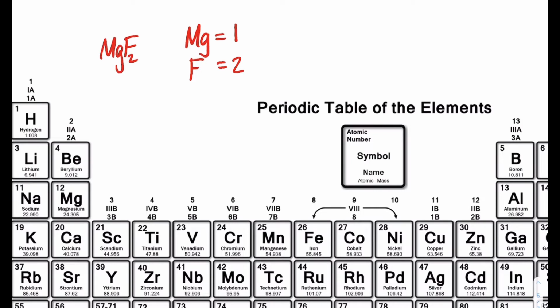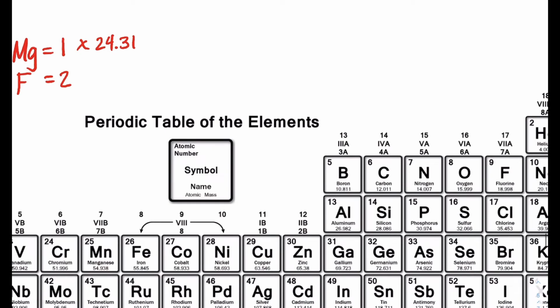Now let's look up the mass of magnesium. We're going to round that to the hundredths place, so it's going to be 24.31 grams per mole. Then let's look up fluorine. The mass of fluorine will be rounded to 19.00 if we round to the hundredths place. So we're going to multiply that by 2. One times 24.31 is 24.31. And 2 times 19 is 38.